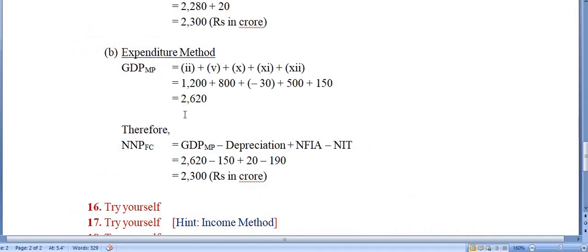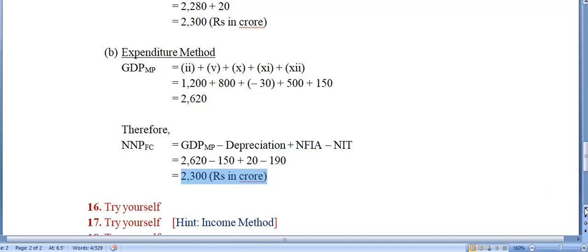Okay, so after you calculate GDPMP, you need to convert to NNPFC. This is gross, this is net. So gross to net, minus depreciation. Domestic to national, plus NFIA. Market price to factor cost, minus NIT. Then you will get the figure of 2300 rupees in crore.